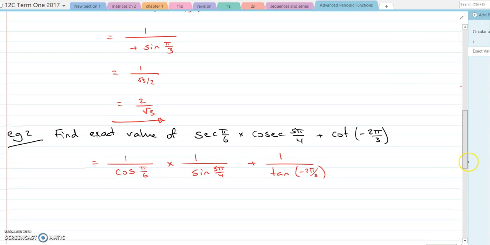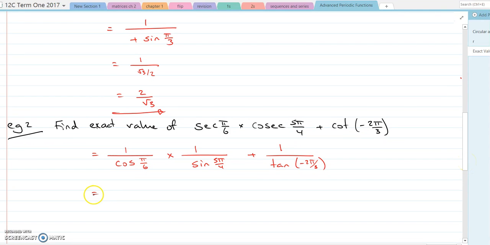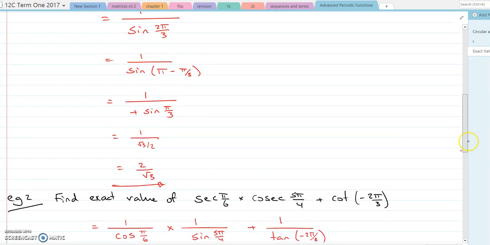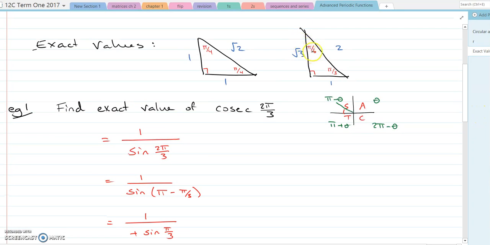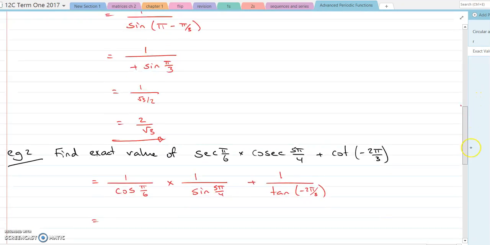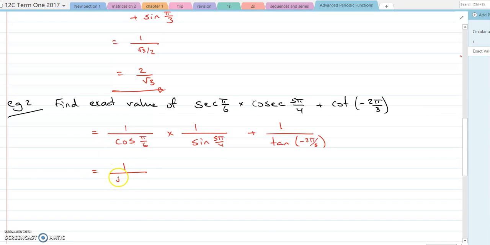Now I need to start going through these ones. The first one is in quadrant 1, so we can just use our special triangle. Cos of pi over 6 is adjacent over hypotenuse, so that's square root 3 over 2. So we have 1 over square root 3 over 2. Next one, sine. This one is 5 pi over 4, down here in quadrant 3, pi plus theta. So this is the sine of pi plus pi over 4.